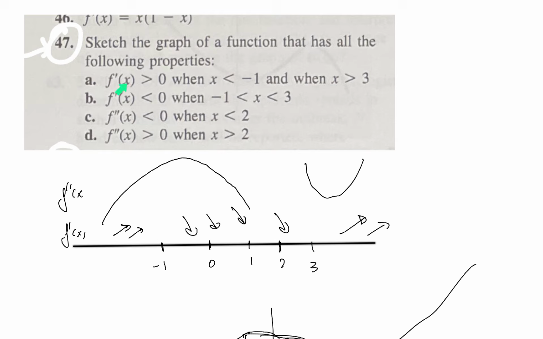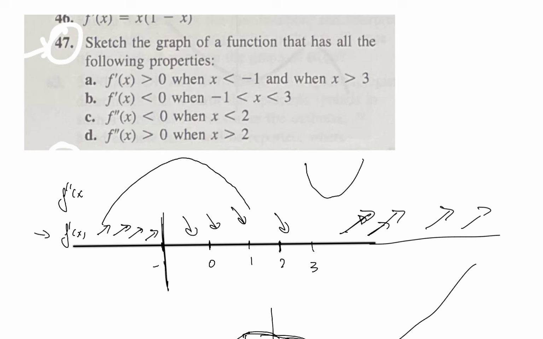The problem says that you should sketch the graph of a function that has the following properties, a, b, c, and d. A says that the first derivative is positive. It means that the function is increasing on the interval for x smaller than -1. So for x smaller than -1, the function is increasing. And for x bigger than 3, the function is also increasing. So this is the information for f prime of x.